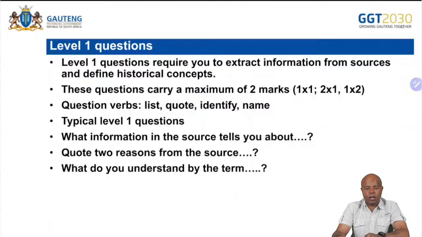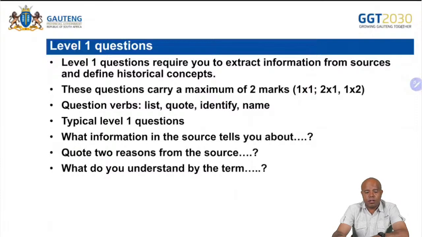Now let's go over to level 1 questions. Level 1 questions require you to extract information from the sources and define historical concepts. These questions carry a maximum mark of 2 marks. You can look on the screen, it says 1 times 1 is 1, 2 times 1 is 2, 1 times 2 is 2, basically. Then with level 1 questions, we have what we call question verbs. The question verbs are list, quote, identify, and name.